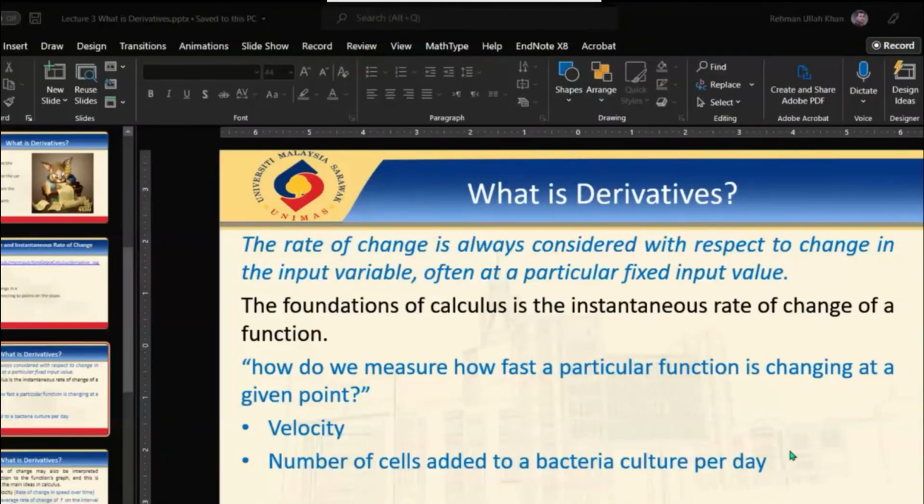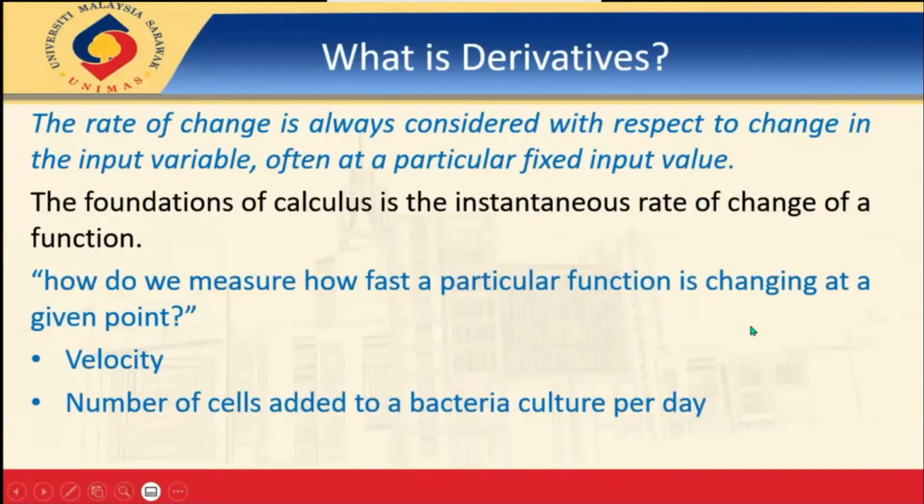Now let's come to the definition of derivative. We saw the change in a graph, the change in the height of the balloon over some time interval. Now let's connect this behavior with the definition of derivative. The rate of change is always considered with respect to change in the input value. The input value is actually the change in time.